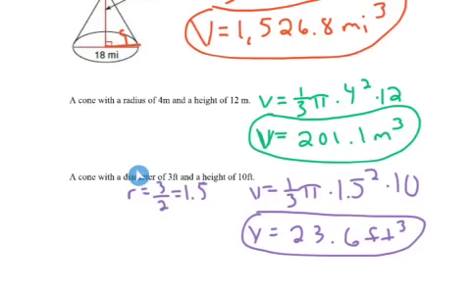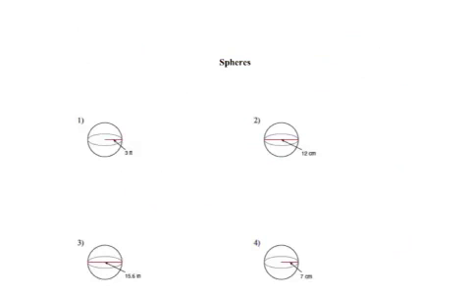And for this last one, I gave you the diameter, so make sure you found your radius. So my diameter divided by 2 would give me 1.5. Plug that in for my radius and 10 in for my height. Multiplied it out, and I had 23.6 cubic feet. If you have questions on cones, please raise your hand now and your teacher will assist you. If not, you can move on to the last topic, which in this case would be a sphere.